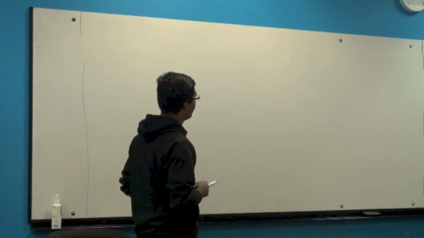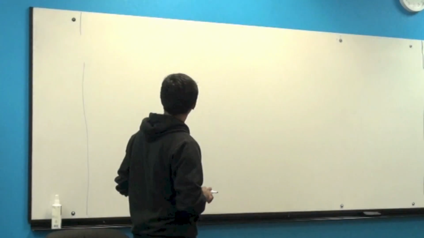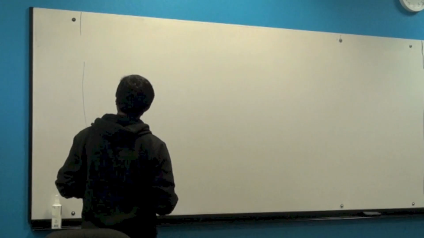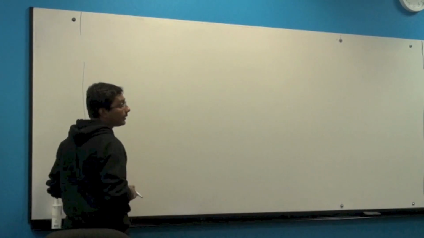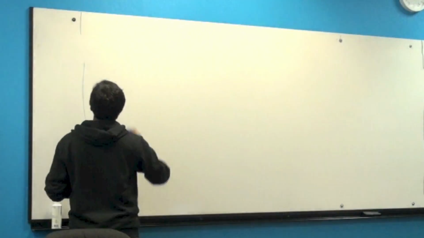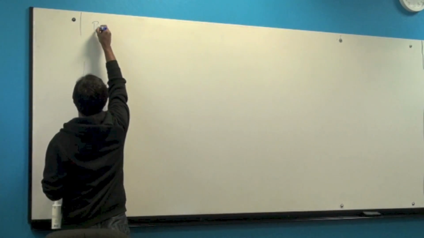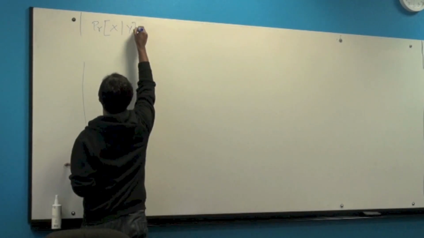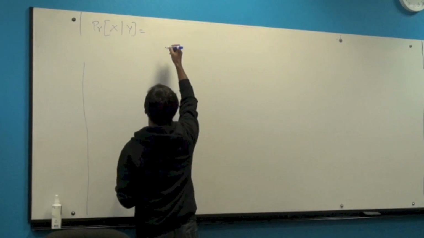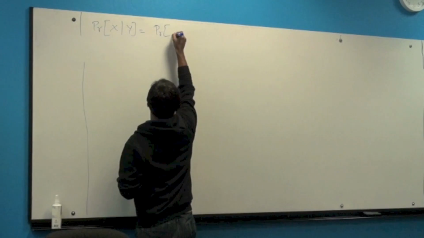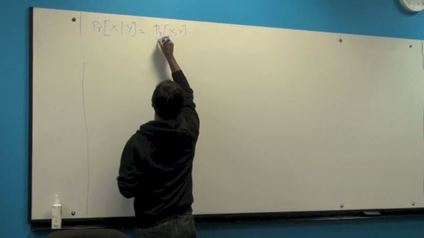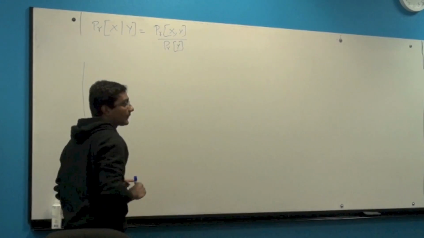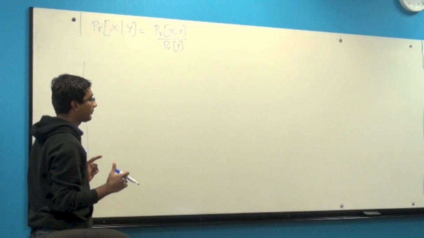Just to recall what we did last time, we will need a few definitions. So let's start with where we left off. We learned Bayes' rule last time. It was basically the following: the probability that you have x conditioned on y. This conditional probability is simply the probability of x and y, the joint probability, divided by the probability of y. That's basically straight from the definition.